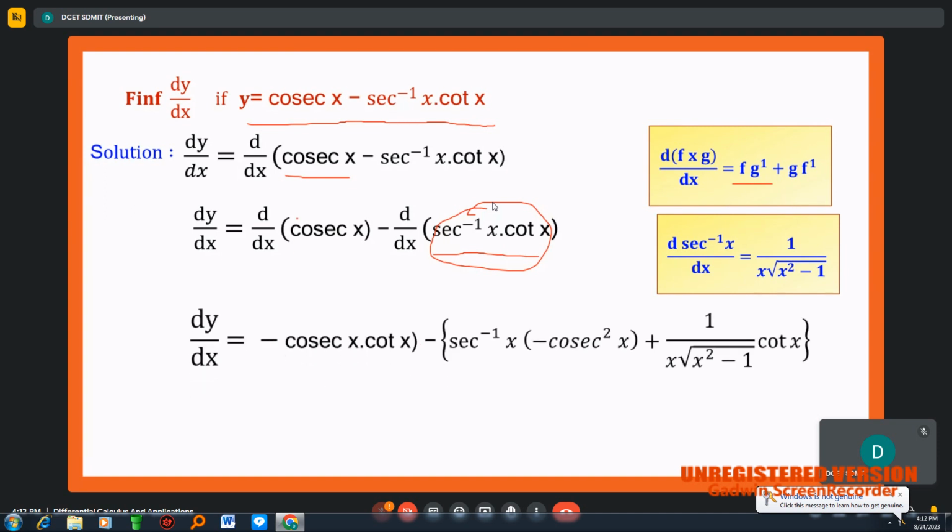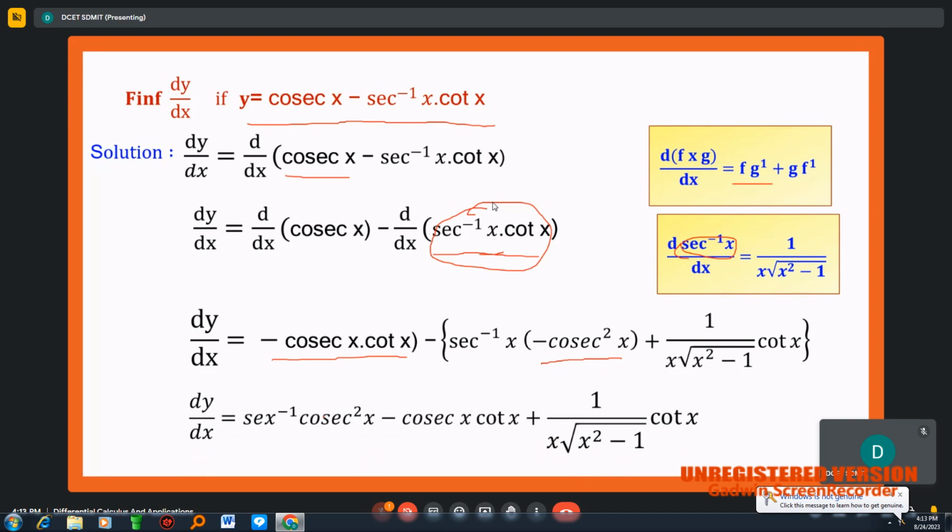See here. What is the differentiation of cosecant x here? Minus cosecant x into cot x, minus secant inverse x is constant. What is the differentiation of cot x? Minus cosecant square x. Plus cot x is constant, and differentiation of secant inverse x is 1 divided by x into square root of x square minus 1. Okay.